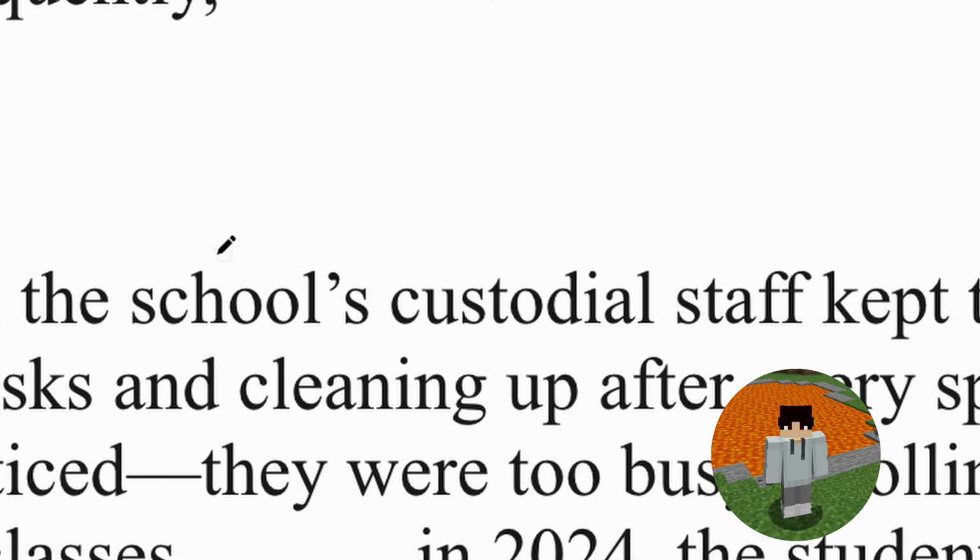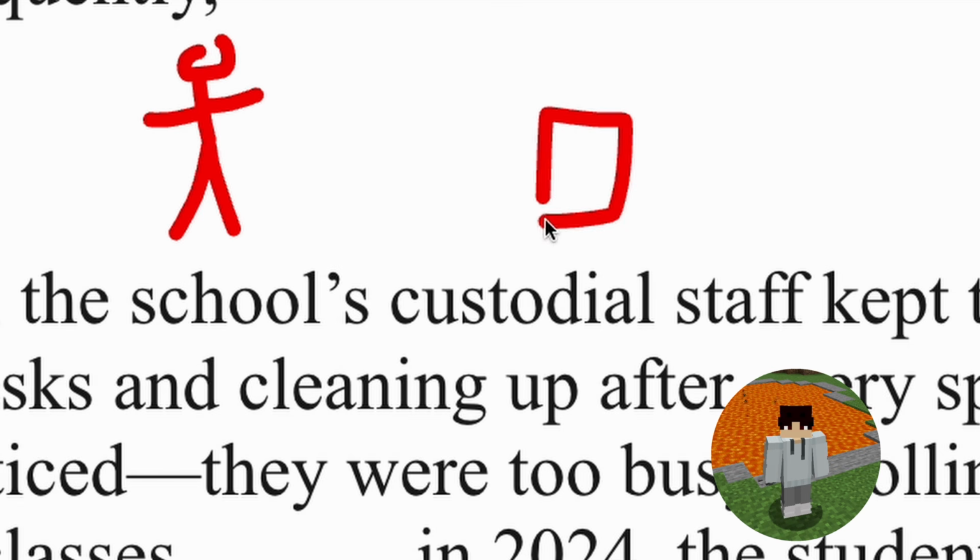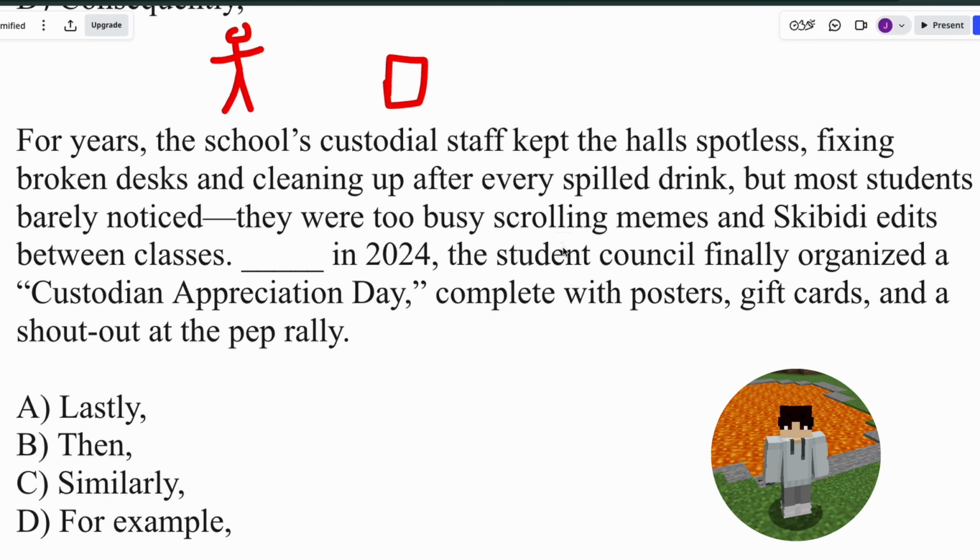So in the first sentence, we're imagining all these different custodians, they're cleaning everything. Meanwhile, the students are out here on their TikTok brain rot and not paying attention at all. They're really ungrateful students. But then, as a result of this, the school council finally decided enough is enough.